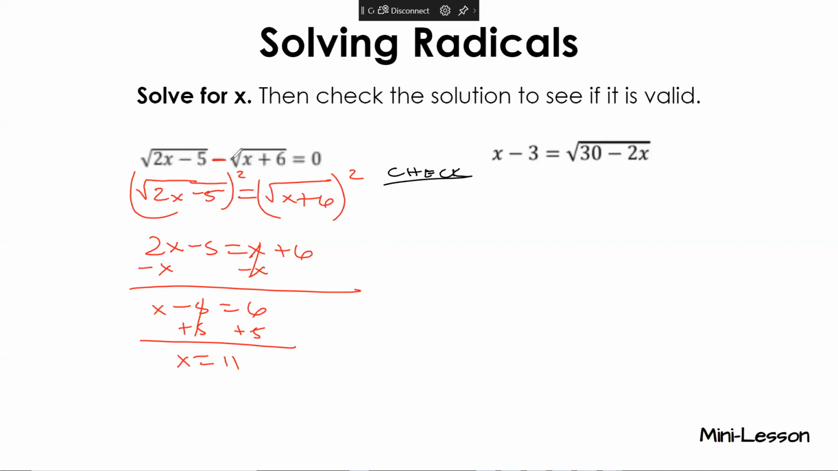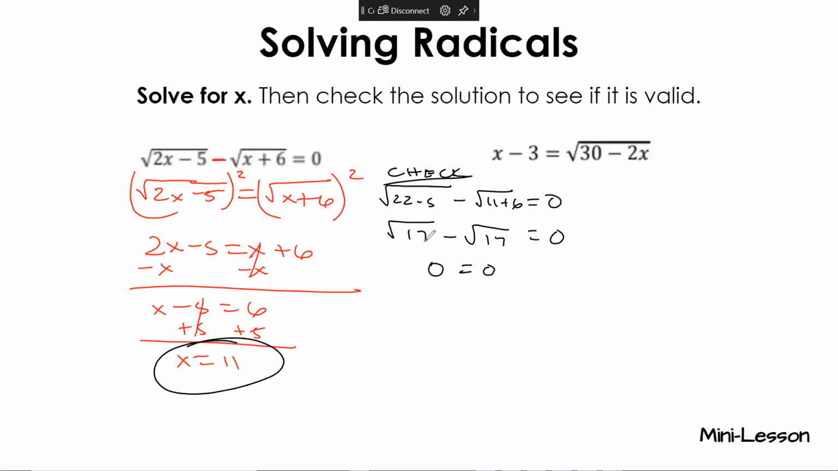So when we plug this back in, I'm gonna use Desmos because it's gonna be something crazy. All right, 22 minus 5 minus square root of 11 plus 6. Square root of 17 minus square root of 17. Is that 0 equal to 0? Yes. Okay, it worked out.